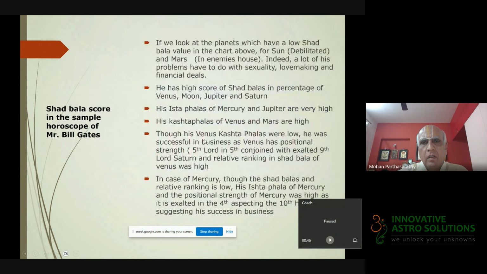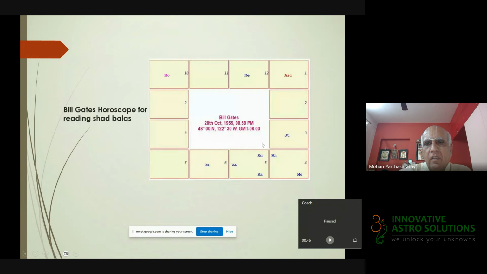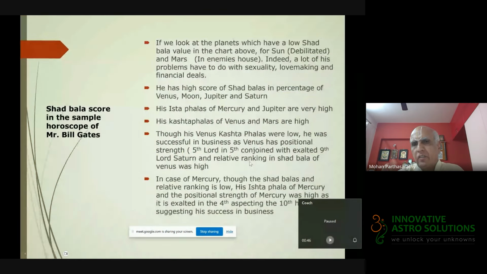The Kashtapalas of Venus and Mars are high. As we discussed in the first point, he had faced certain issues regarding love making, sexuality and financial deals, so his Venus Kashtapalas are very low, or low. He was successful in big business as Venus has positional strength. How? Venus is in the fifth position, so he is fifth from the Lagna, and also occupying his own house. So somewhat it is compensating the Kashtapalas and the low Shadbala values.